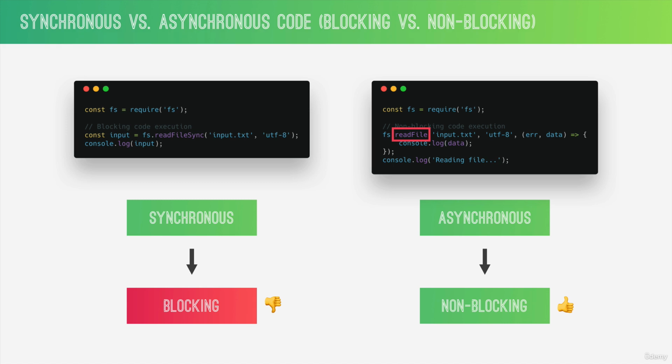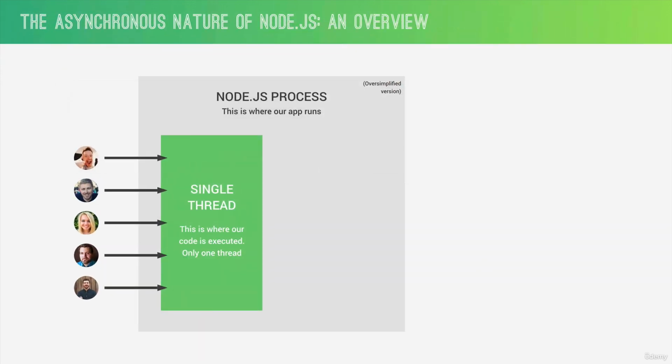Now, the question here is, why does it actually have to be this way? What's the problem with blocking code execution in Node.js? Or in other words, why do we actually use callbacks so many times in Node.js? Well, let's find out. And in order to understand these questions, the first thing that we need to understand is the fact that in a Node.js process, which is where our application is running, there is only one single thread. And a thread is just like a set of instructions that is run in the computer's CPU. So basically, the thread is where our code is actually executed in a machine's processor.